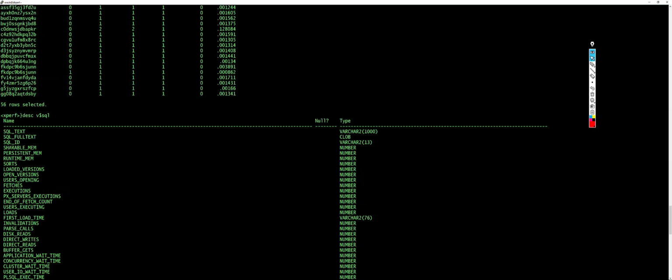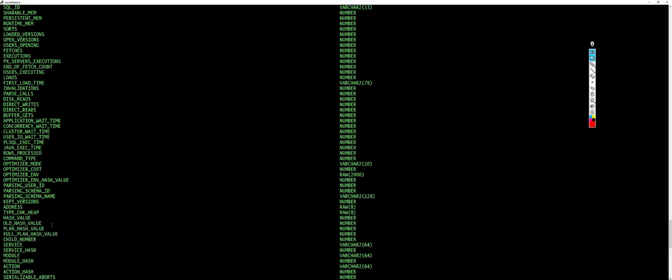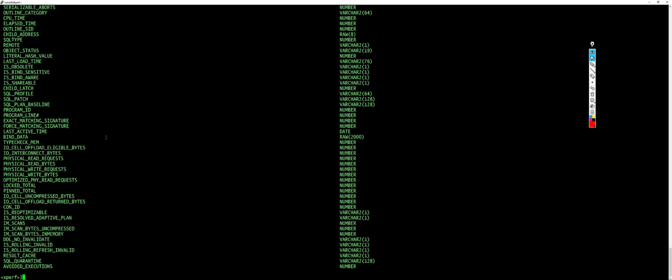So you get a lot of valuable information under this V$SQL view. We have SQL text, SQL full text, SQL ID, and the most commonly used columns are executions, invalidations, parse calls, disk reads, where disk reads means physical reads, direct writes, direct reads, and buffer gets. Depending on the type of issue, we need to use certain columns. Every time you are troubleshooting, you don't need to query all these columns.